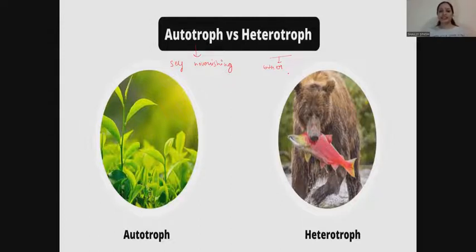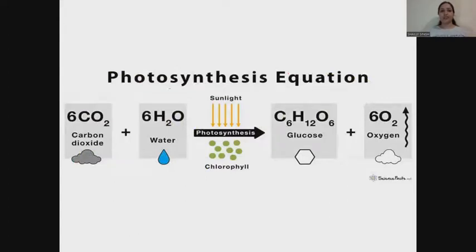In this session we will talk about how plants prepare their food. We'll start with a very basic concept, that is the photosynthesis equation. Students, as you know, the word photosynthesis is made of two words: first is photo and second is synthesis. What do you mean by photo? Photo means light and synthesis means formation. So it is the process by which green plants produce their food in the presence of sunlight.